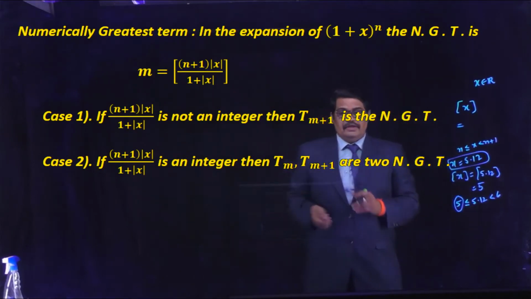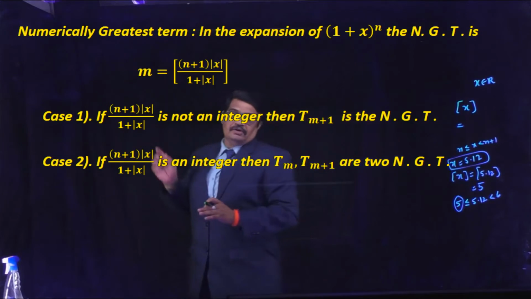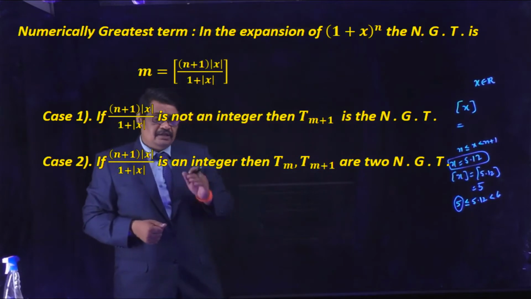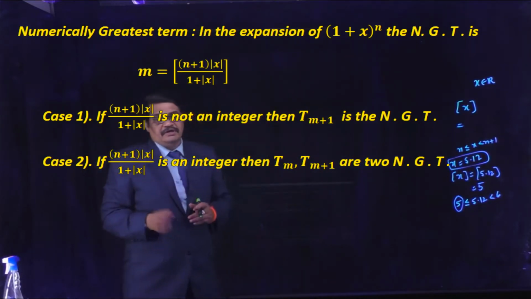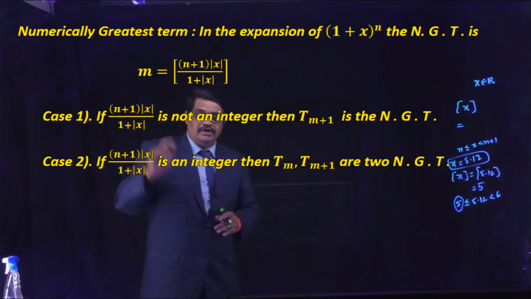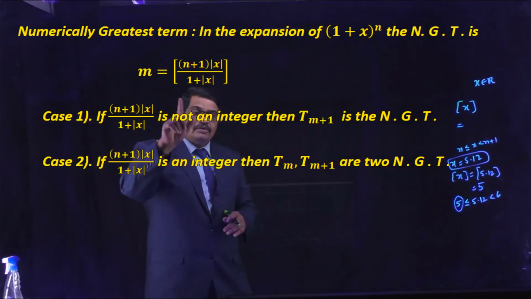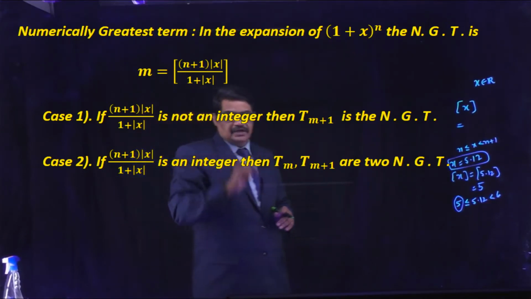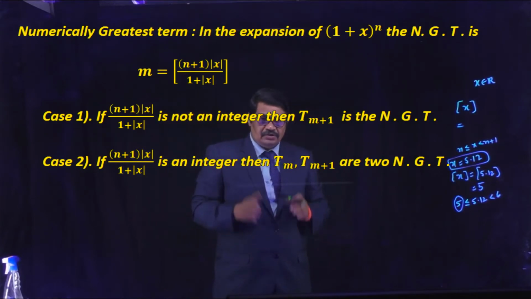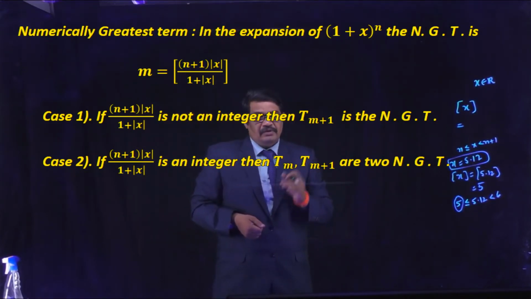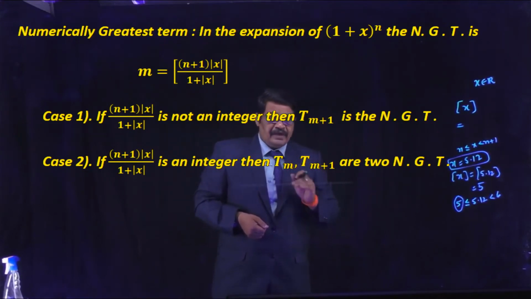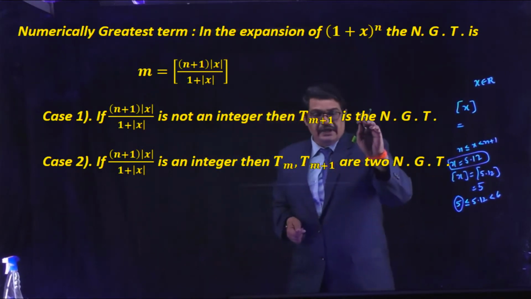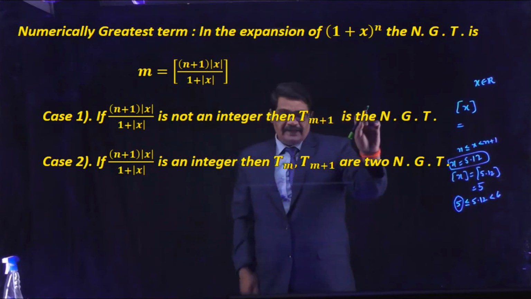Now m is the step of (n+1)|x|/(1+|x|). So first we have to find the m value, and after that we observe two cases. If the value (n+1)|x|/(1+|x|) is not an integer, then t_{m+1} is the numerically greatest term. In this case t_{m+1} is the numerically greatest term.